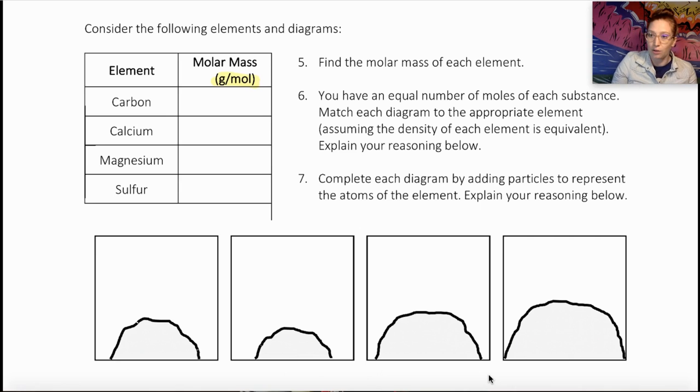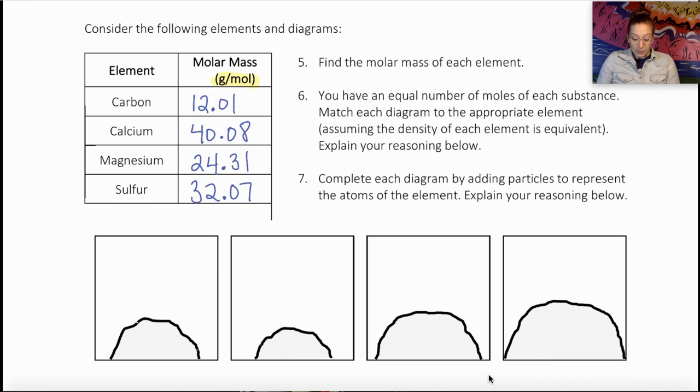So I know these off the top of my head just because I use them a lot, but these are 12.01, 40.08, 24.31, and 32.07 grams per mole. Okay, now that I've got that, let's take a look at number 6.